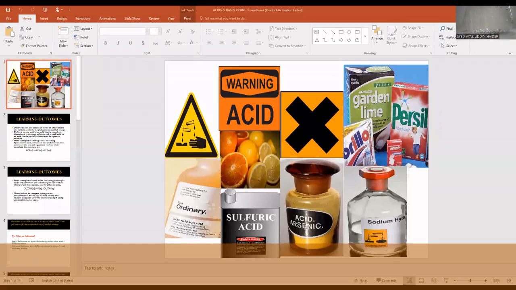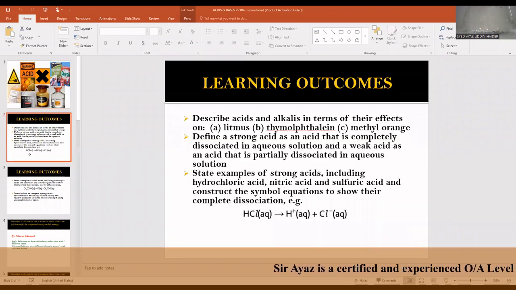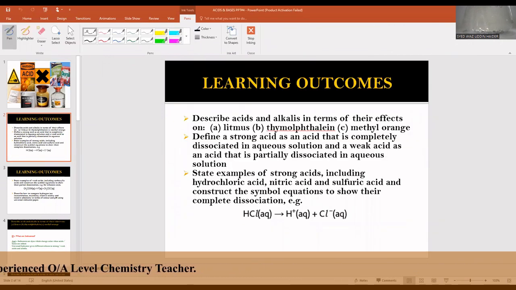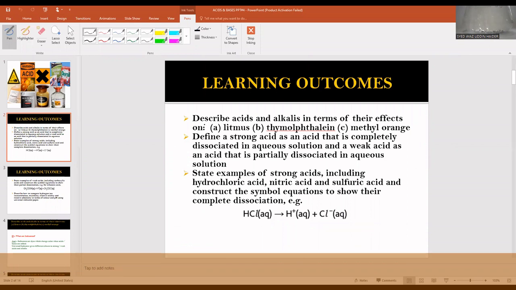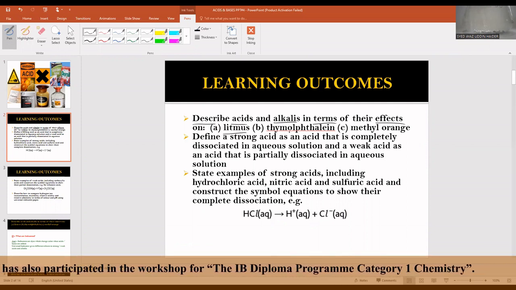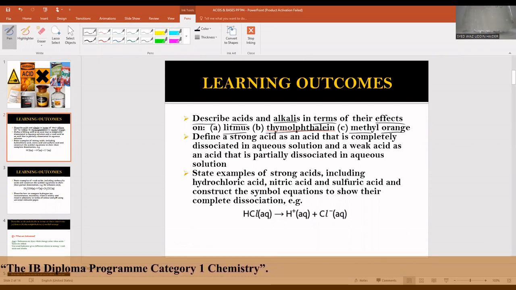I will continue my video lesson for the topic acids, bases and salts. So let's begin the video lesson with the learning outcomes of this lesson. Describe acids and alkalis in terms of their effects on litmus, thymolphthalein, methyl orange.